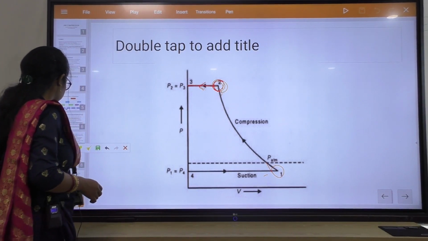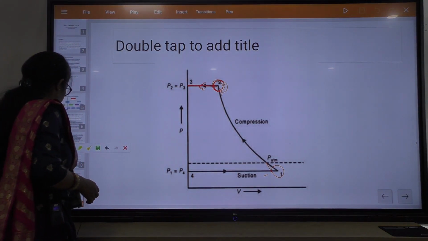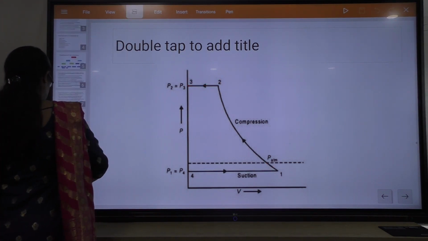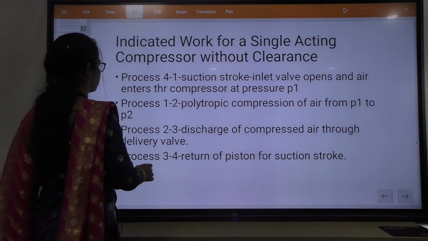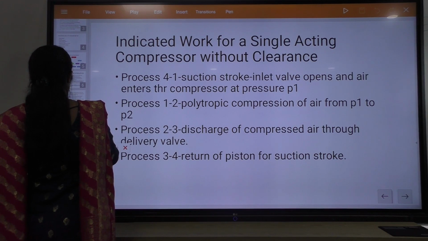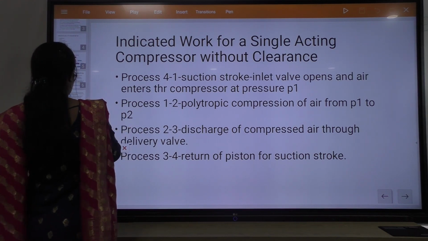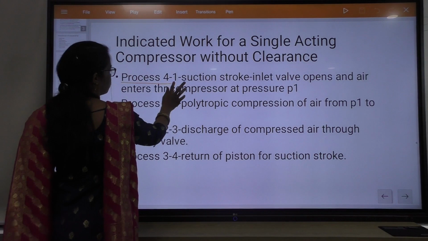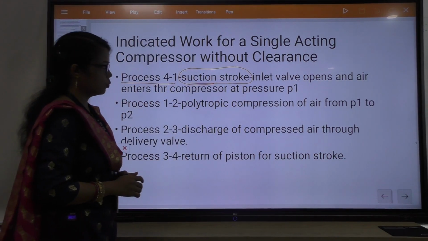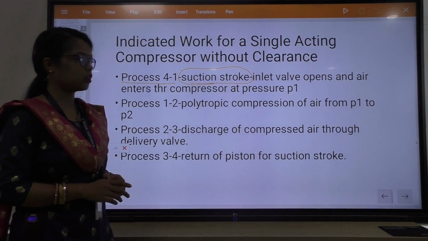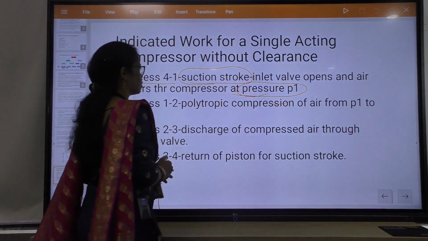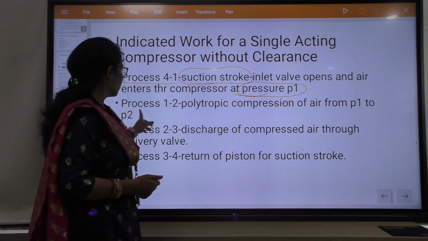Then I am showing you the processes. The first one is process 4 to 1. First, 4 to 1 is the suction stroke. In the suction stroke, the inlet valve opens and the air enters the compressor at pressure P1. You need to understand this is the suction process, process 4 to 1 in the PV diagram.